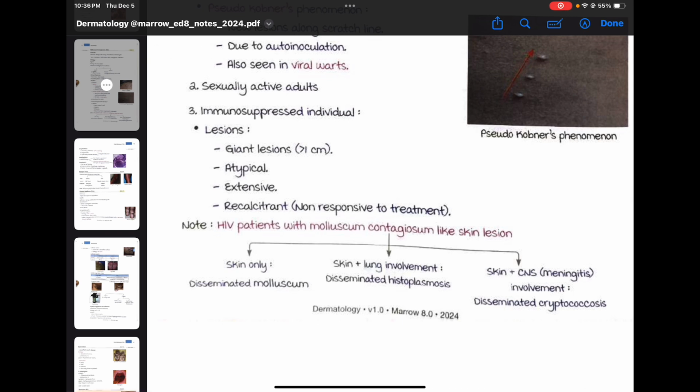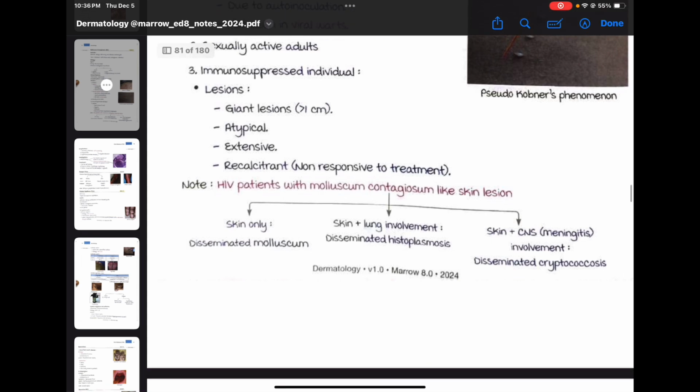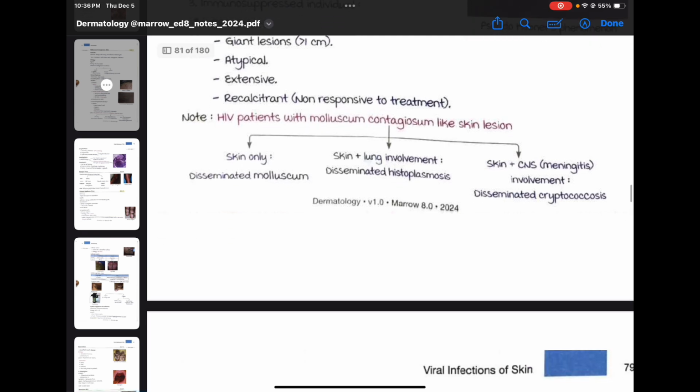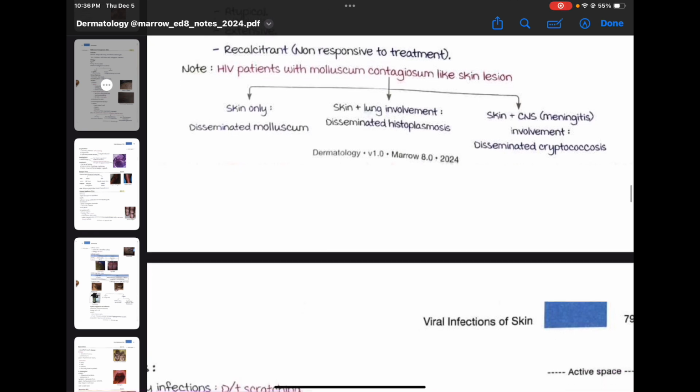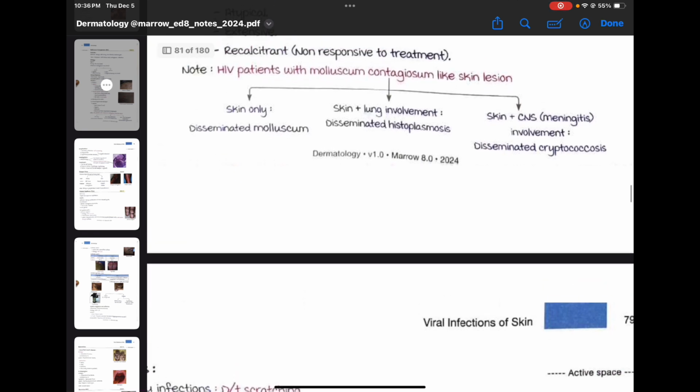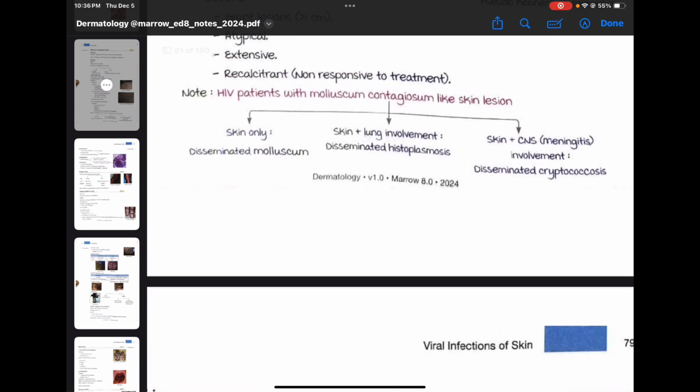HIV patients with molluscum contagiosum like skin lesions: skin only, disseminated molluscum; skin plus lung, disseminated histoplasmosis; skin plus CNS meningitis involvement, disseminated cryptococcus. So these are the conditions which you should think about when an HIV patient presents with molluscum.